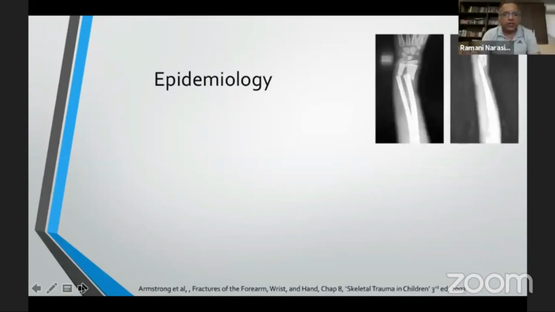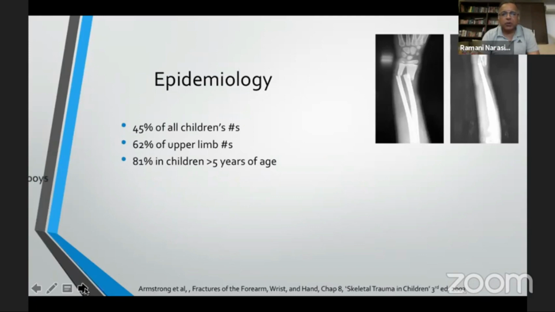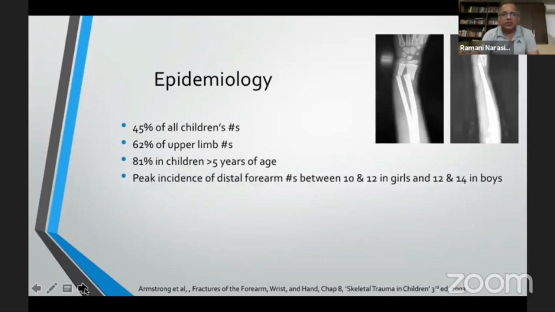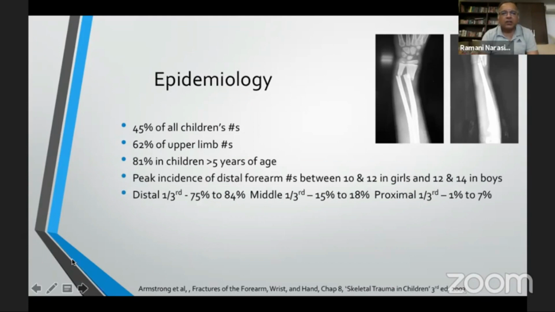Talking about the epidemiology, we find that 45% of all children's fractures constitute these, 62% of the upper limb fractures, and 81% in children more than 5 years of age. Peak incidence of distal forearm fractures is between 10 and 12 in girls and 12 and 14 in boys. Distal third constitutes 75 to 84%, middle third 15 to 18%, proximal third 1 to 7%. More than 50% of these fractures are greenstick.